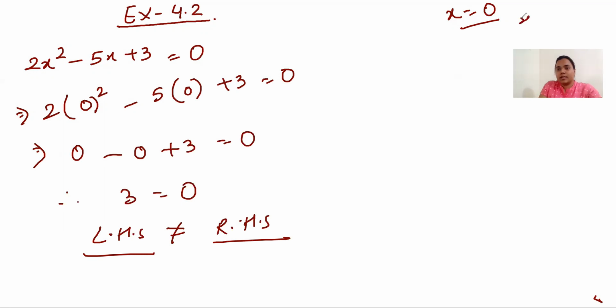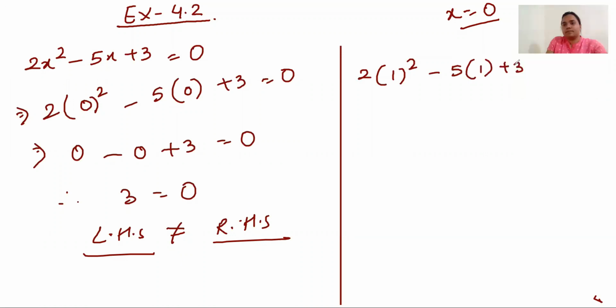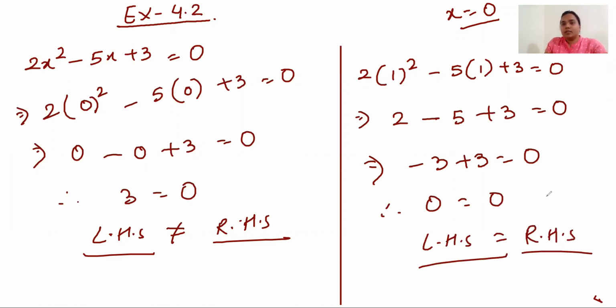Let's take any other value. Let's say x is equal to 1. Again, we'll substitute the value in this equation. So now 2 into 1 square minus 5 into 1 plus 3 is equal to 0. This implies 2 minus 5 plus 3 is equal to 0, which implies minus 3 plus 3 is equal to 0. 0 is equal to 0. So LHS is equal to RHS. It means that x is equal to 1 is a zero of this equation.